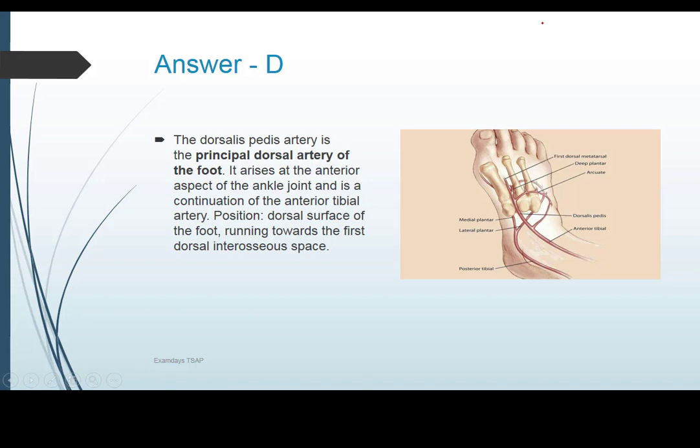The position as given is clearly shown in the image. For reference, it is on the dorsal surface of the foot, running towards the first dorsal interosseous space. Here the first dorsal metatarsal artery is given, this is the deep branch, and this is the arcuate artery as given here.